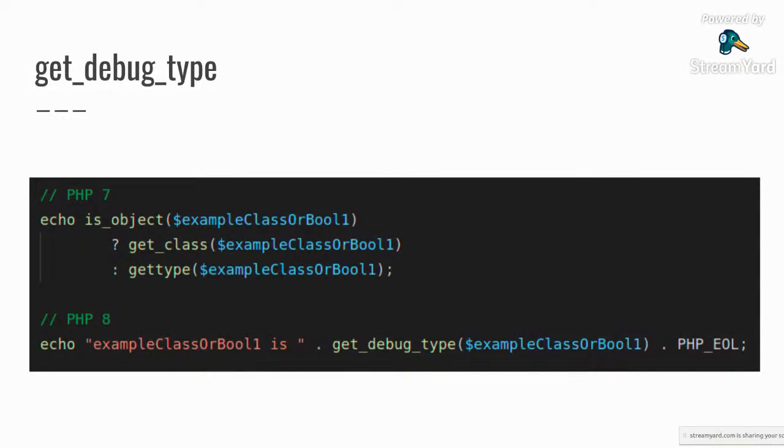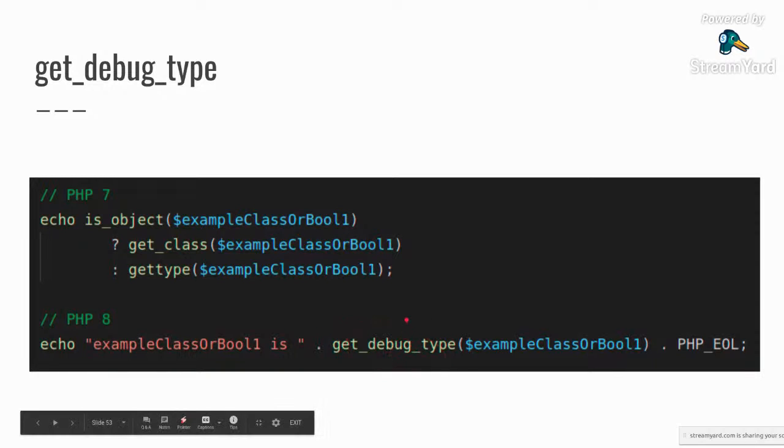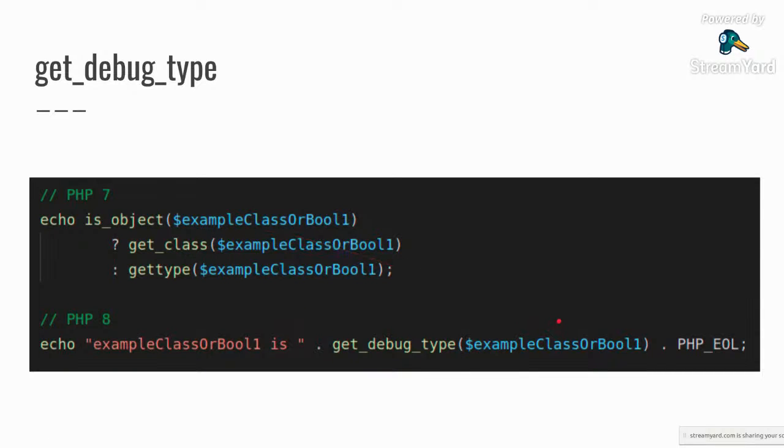There is a get debug type. So in PHP 7, I have a variable. It could be either a class or a boolean. Now, if I want to get the value, class name or type, we have to put it into a ternary operator or if else. So we are checking, is it an object? If it is an object, return the class. And if it is not an object, return the type. Now PHP 8 has introduced get debug type, so it will actually replace that. If it is a class, it will return the name of class. Otherwise, it will return the variable type.